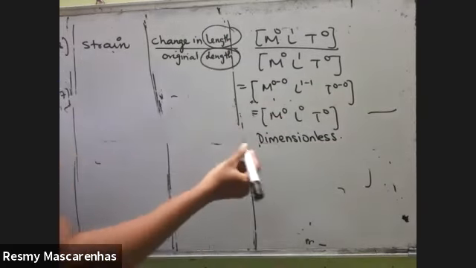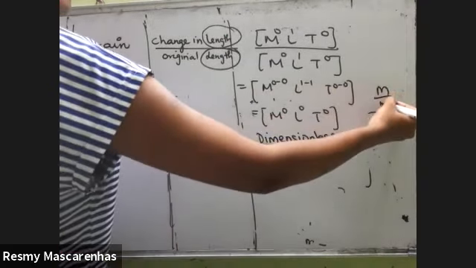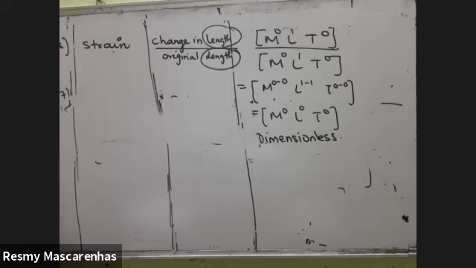No unit, because meter upon meter, length will be in meters, this length also will be in meters. It will cancel. There will be no unit left. So that's why no unit for strain. Any doubts in this? You can ask.